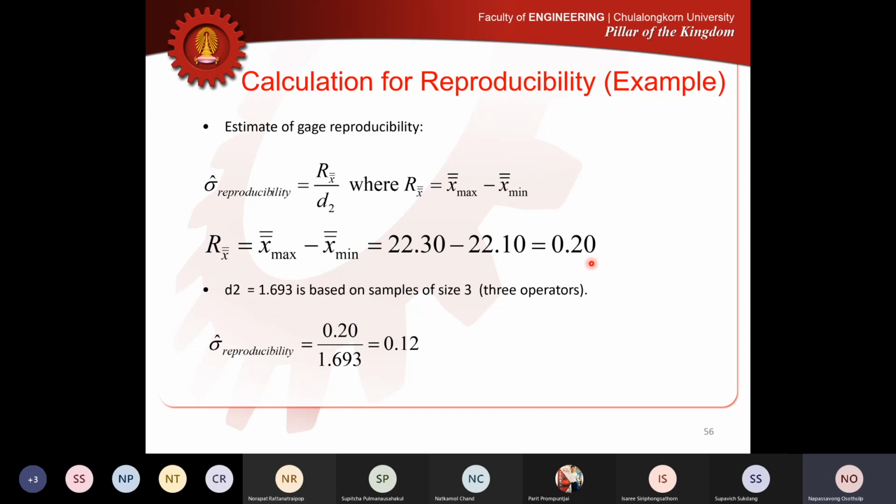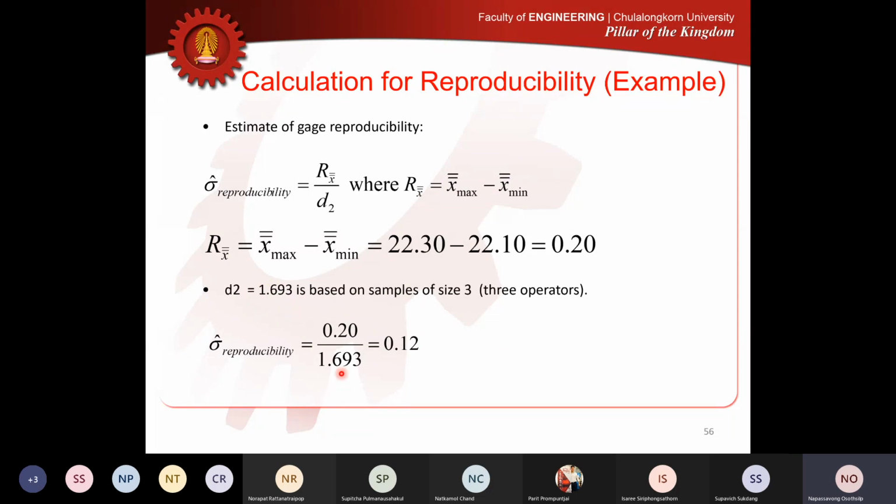And then we need to convert this number to a statistical sigma by dividing with a constant D2. And again, you have to look up D2 from a table with the sample size. In this case, the sample size to look up D2 is the number of operators that you are considering. In this case, you have 3 operators, so the sample size is 3. That is used to look up the D2 table. And now you obtain 1.693.